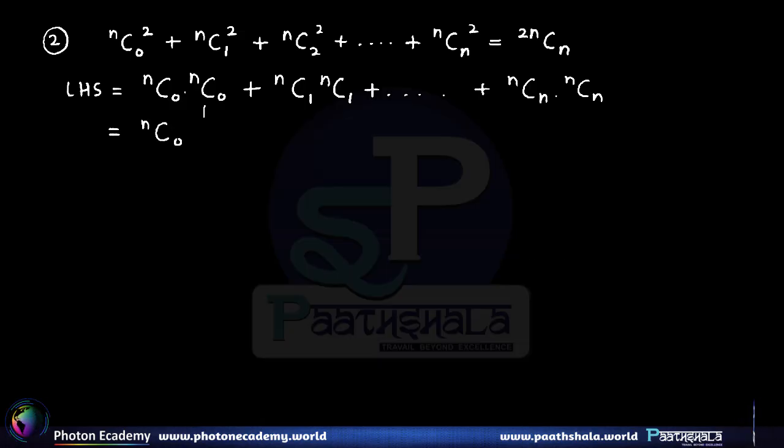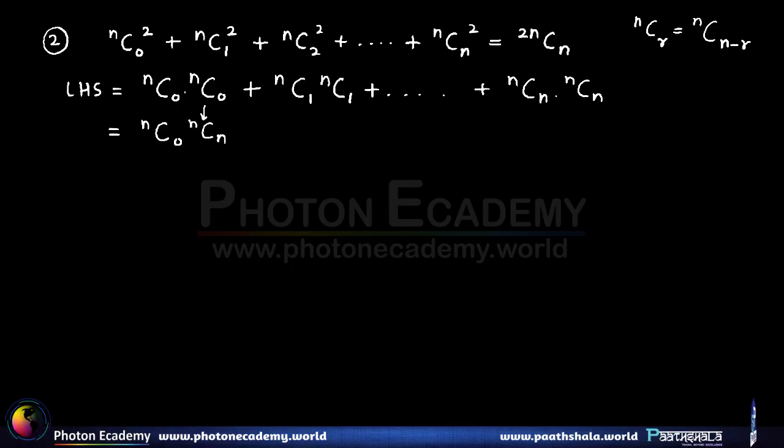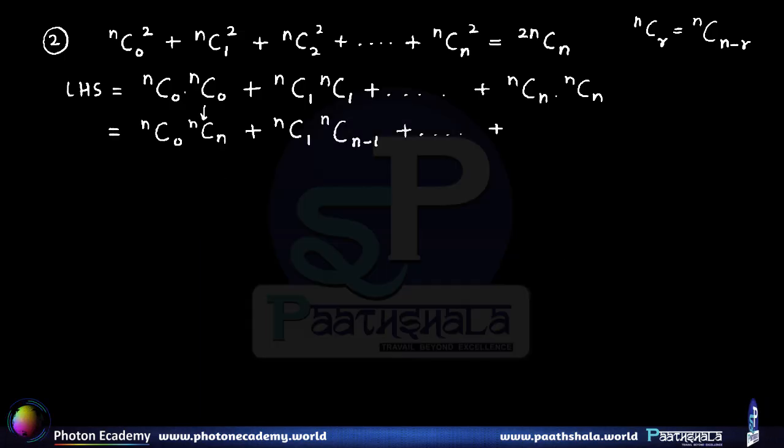Now this nC0 I can write as nCn because of the property that nCr is always equal to nC(n minus r), and we know that the binomial coefficients are symmetrically equal from both ends. Similarly, the next term nC1 I can write as nC(n minus 1), and so on. Finally, till we have nCn, and the second nCn I can write as nC0.